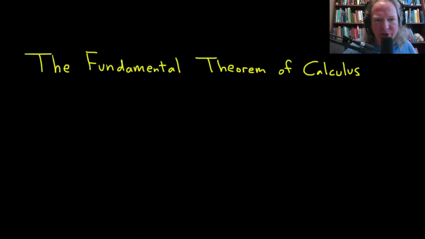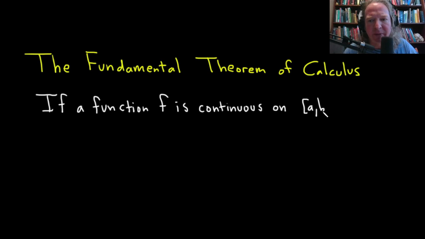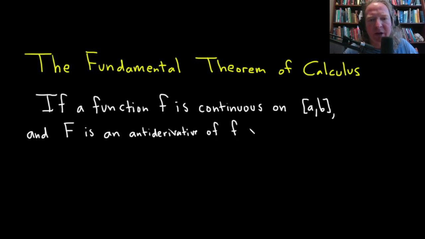In this lecture, we're going to introduce the Fundamental Theorem of Calculus and do various examples. So the theorem is stated as follows. If a function, which we'll call, say, little f, is continuous on AB, the closed interval AB, and big F is an antiderivative of little f on AB, then we have the following super powerful formula.